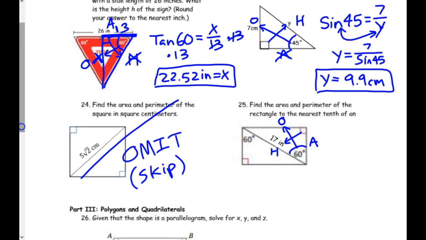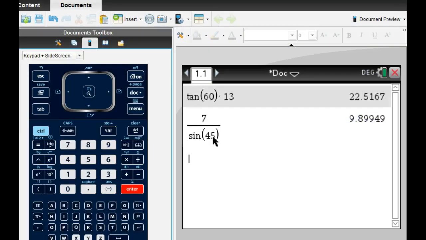So I'm going to actually do 2 different trig problems here, okay? So I'm going to use OH to figure out this missing side length right here. So OH is sine. Sine 60 equals x over 17, times 17 on both sides. Sine 60 times 17, in parentheses, is 14.72.